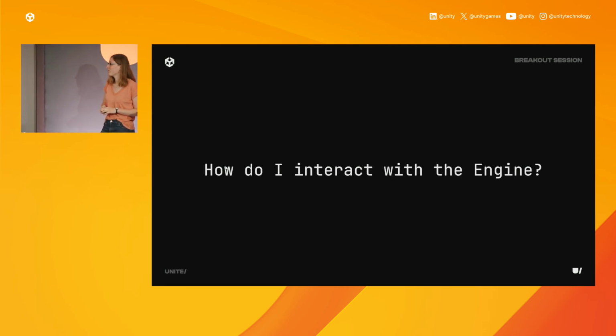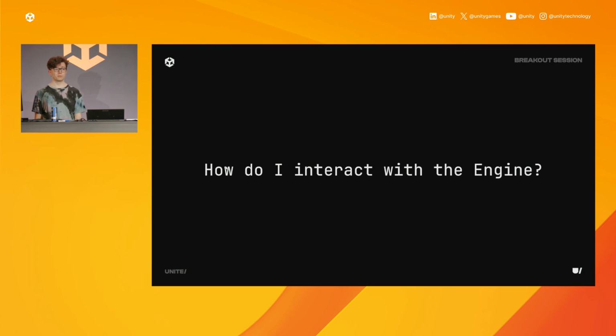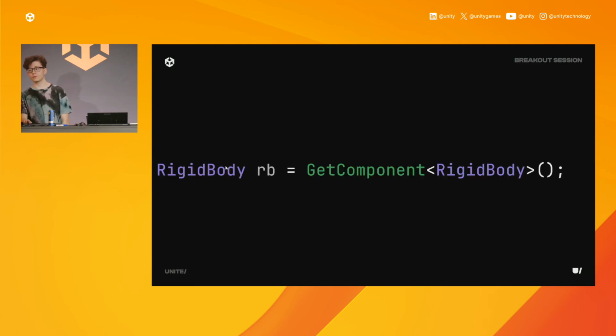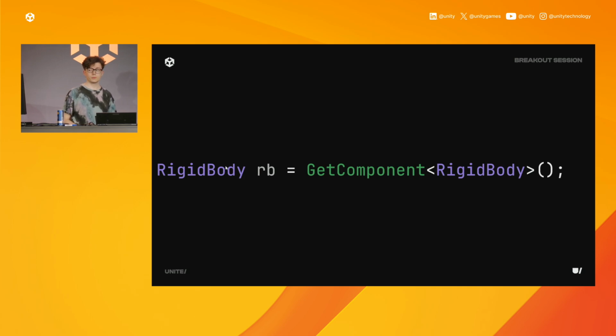Then the question becomes, how do I interact with the engine? Because a lot of the time when writing a game, you want to use what's already written for you, what's written in the engine. And you might want graphics, physics, netcode, even a character controller, and you don't want to write this yourself. There is a bit of a difference in the way that you write ECS code, especially from an API point of view.